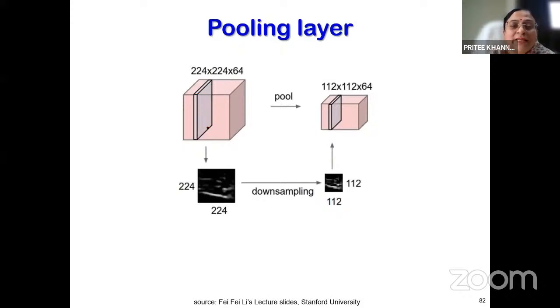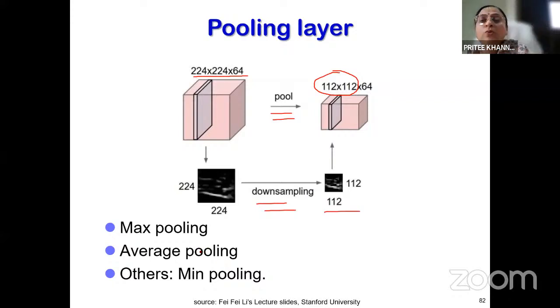So this is your one slice. 224 cross 224 cross 64 is your volume, and just one slice, so one activation map here. Pooling performs downsampling, so you can see from 224 cross 224 to 112 cross 112. The length and breadth are reduced to half. How to do this? These are the common methods: max pooling, min pooling, average pooling.